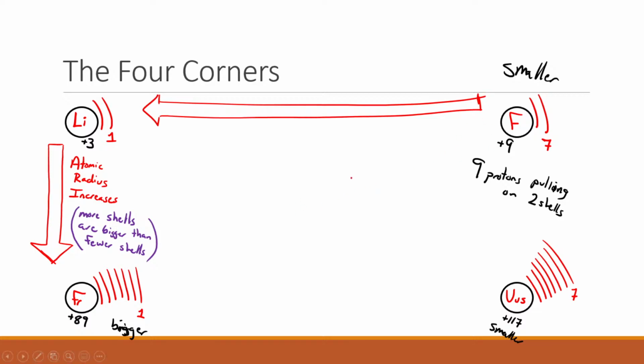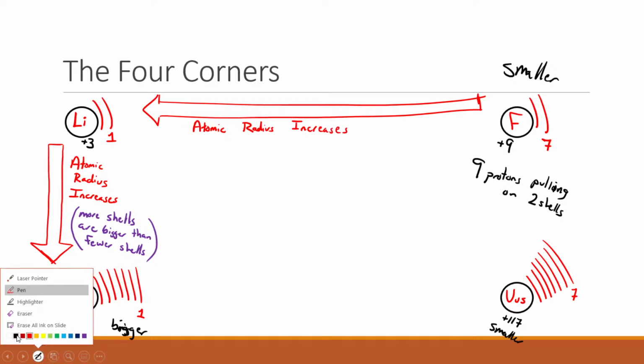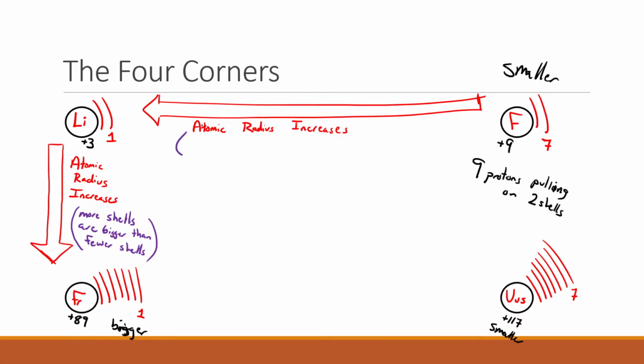As we go from right to left, atomic radius is going to increase. And the reasoning is because a smaller nuclear charge means a weaker inward pull on the shells.